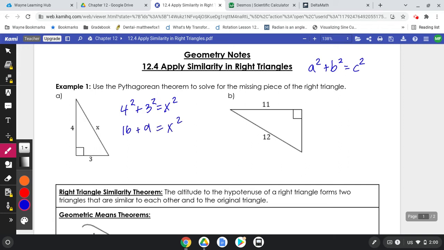Okay, we'll add those two together. 25 is going to equal x squared. Take the square root of both sides. We'll get x to equal 5. Okay, now, because 3, 4, and 5, all of them are whole numbers, this is known as our Pythagorean triple. Okay, this happens anytime all three numbers are whole numbers.